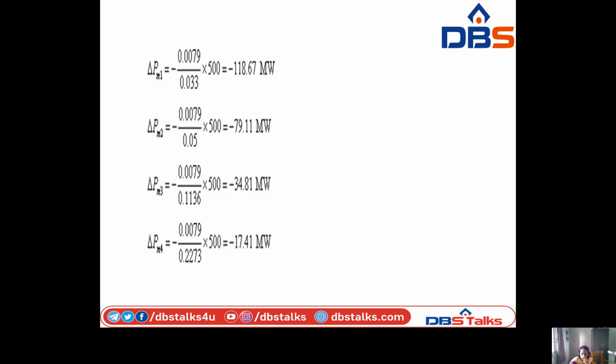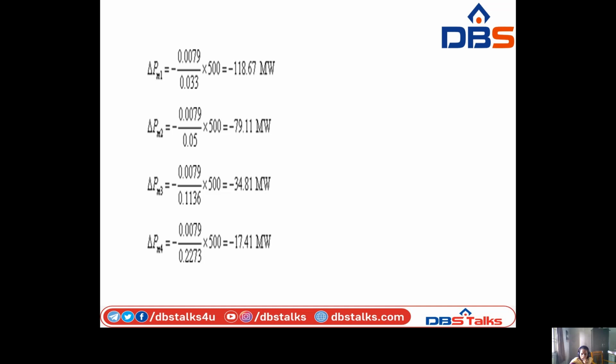Why is delta PM negative? Because it is a reverse. Here this is a mechanical power, so the power goes from load to source. That's why it is in reverse. So we get 0.0079 by 0.1136. This is the R3 value and this is the base 500. Then you get minus 34.81 megawatts.